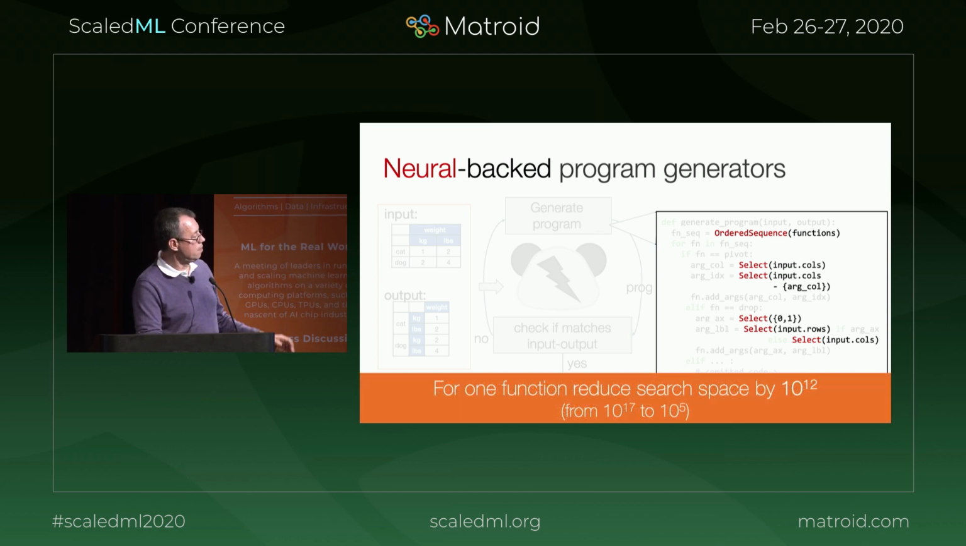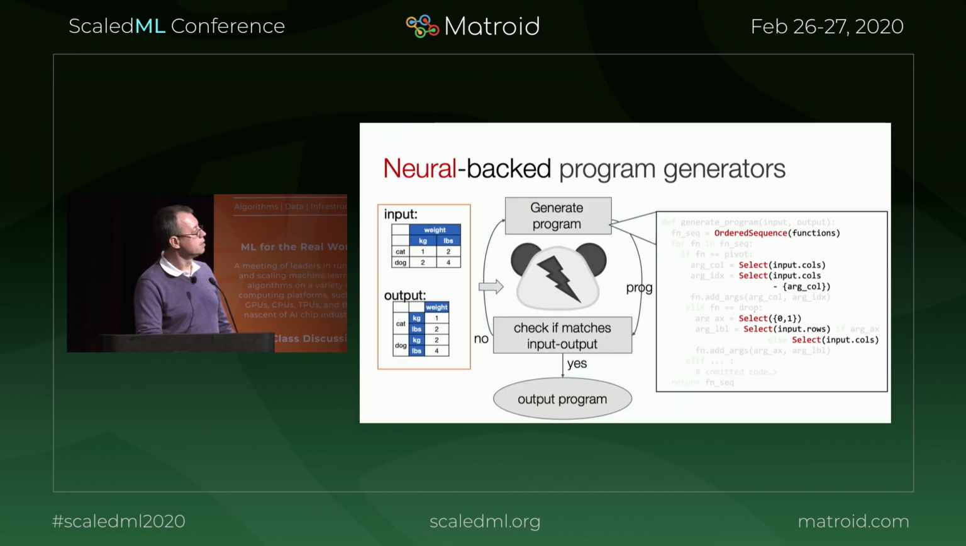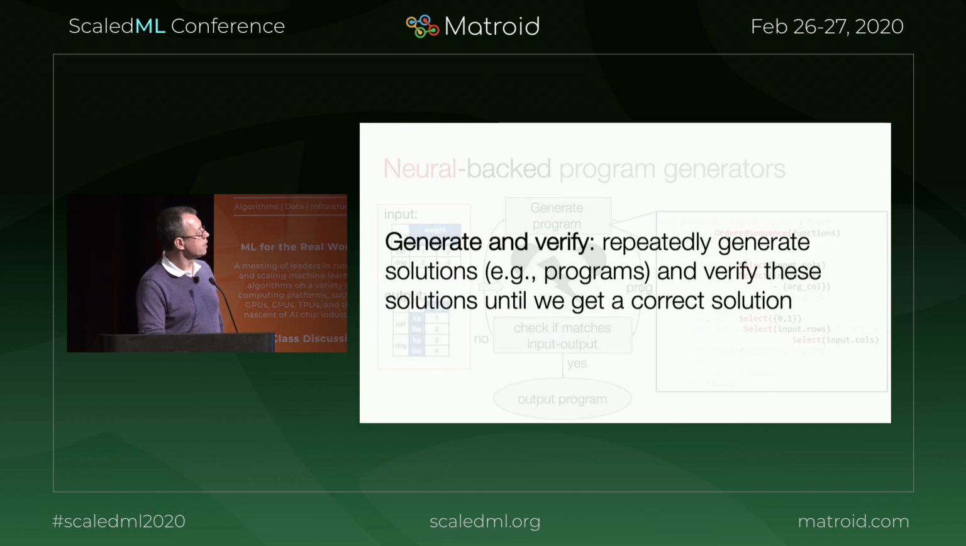Right? So for one function now, we reduce the search space from 10 power 70 to 10 power 5. So it's much better now. And this is, again, generate and verify. You repeatedly generate solutions and verify the solution until we get a correct solution.